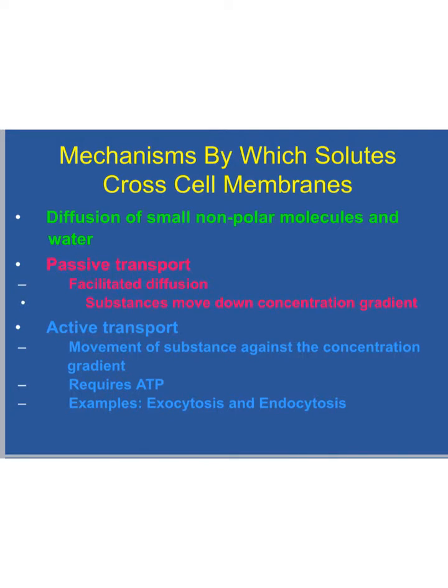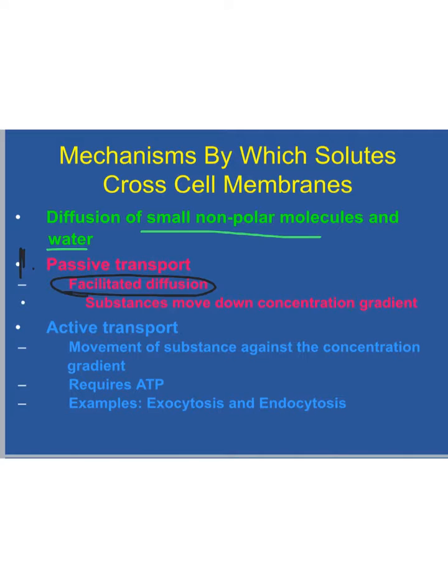Okay, so when we're talking about diffusion of solutes across the cell membrane, and by solutes we're talking about small nonpolar molecules or water, we can have two types of transport that can occur. The first is called passive transport, also sometimes called facilitated diffusion. That's just another name for passive transport.